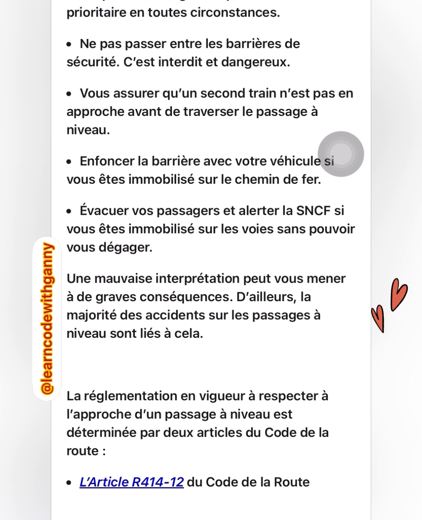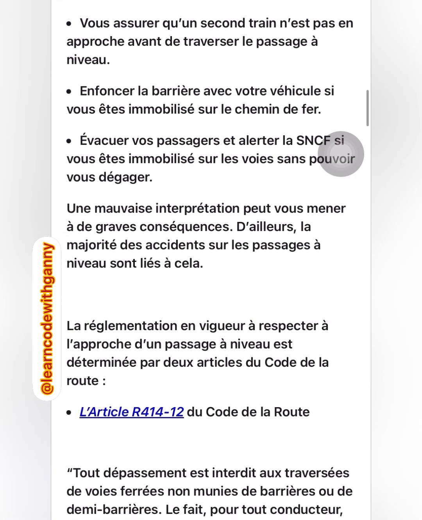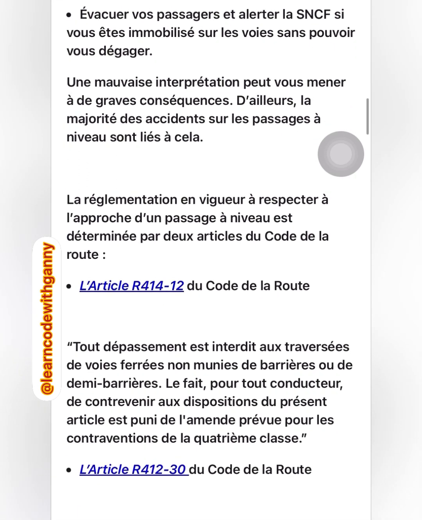Misinterpretation can lead to serious consequences. Moreover, the majority of accidents on level crossings are related to this. So, going to the different rules that are put in place. The regulation enforced at a level crossing is determined by the following code.